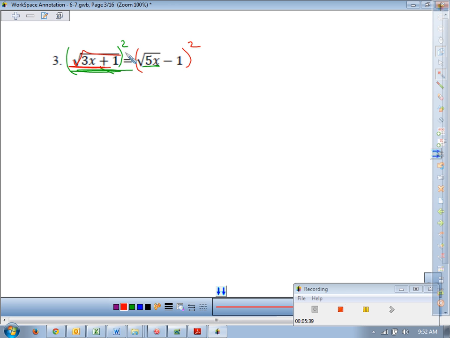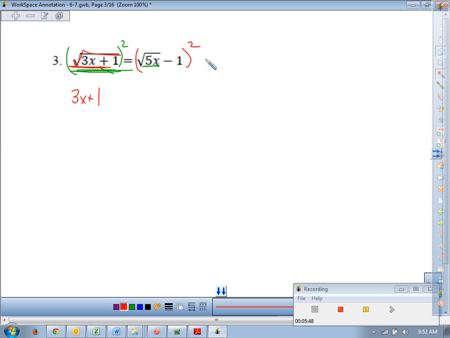What does the square and the square root do to each other? Cancel out, and you're left with 3x plus 1. Make sense? Over here, we have to do the binomial squared. You should know that shortcut by now, which is square the first guy, take twice the product, square the last guy. Cool?